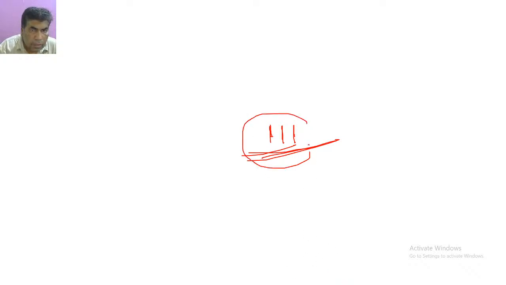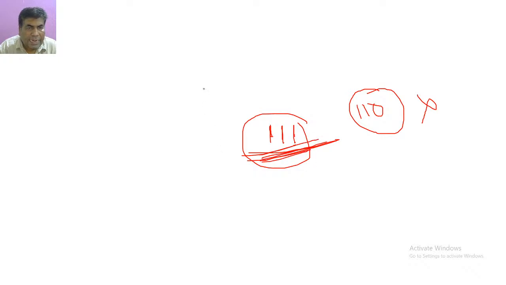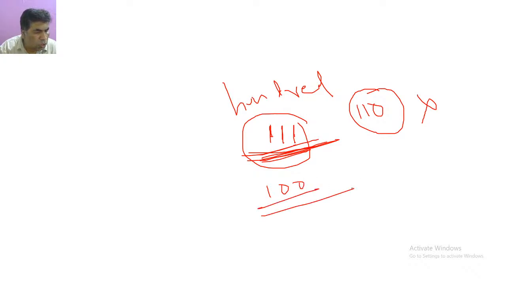Now see, somebody gave the answer 110. 110 is wrong because we are asking for the nearest 100. So the answer should be a multiple of 100. It is between 100 and 200, close to 100, so 110 is wrong.